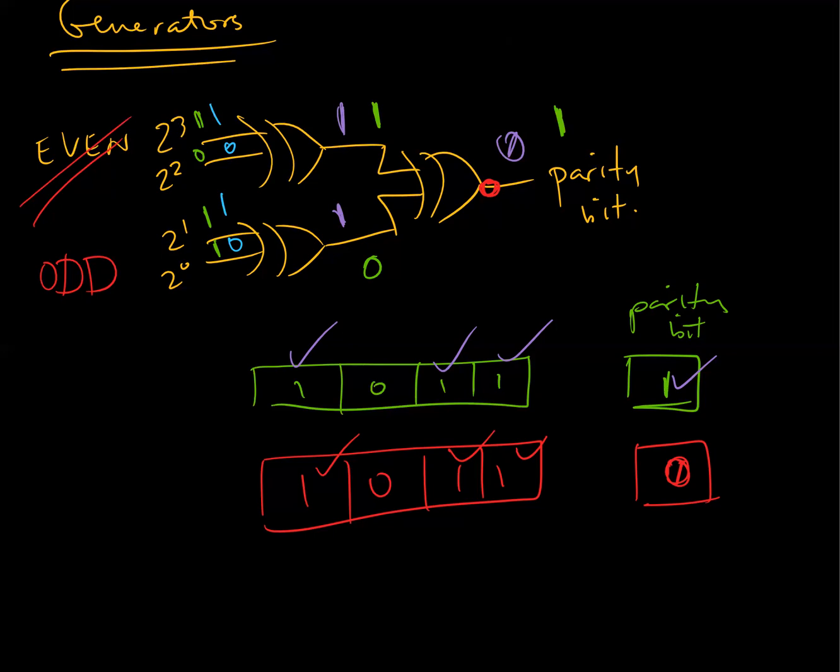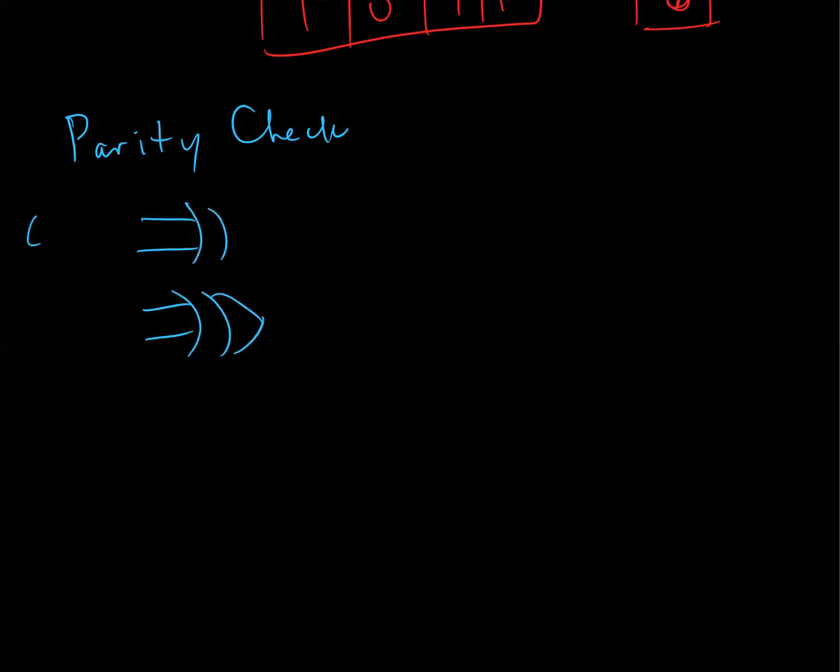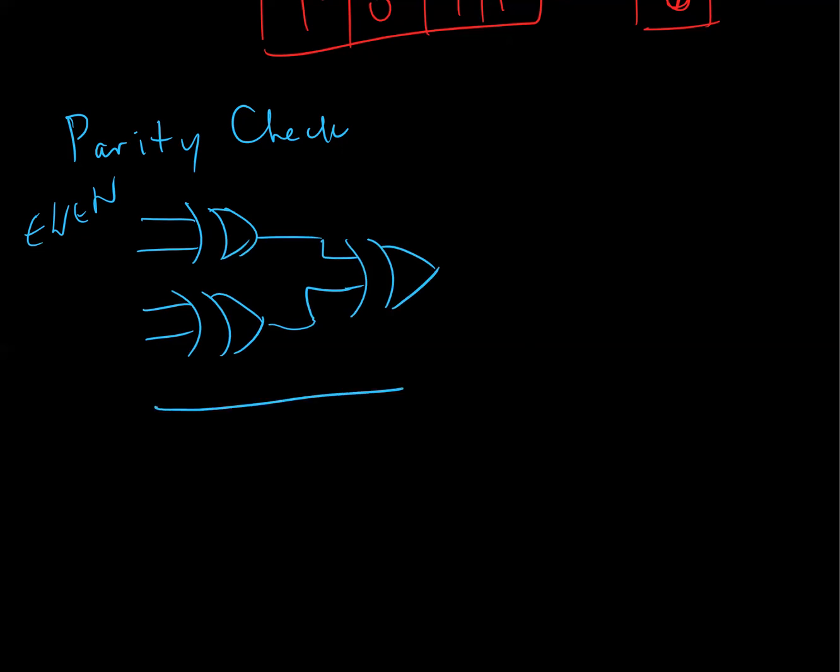Now, the next thing we have to look at is the parity checker, right? So on the receiving end, how do I know if my information has been transmitted correctly? So the parity checker, and this is for even, is going to look like this. So interestingly enough, for the first bit, it looks exactly like the generator, but then we add in a further XOR because we're sending it now the parity bit.